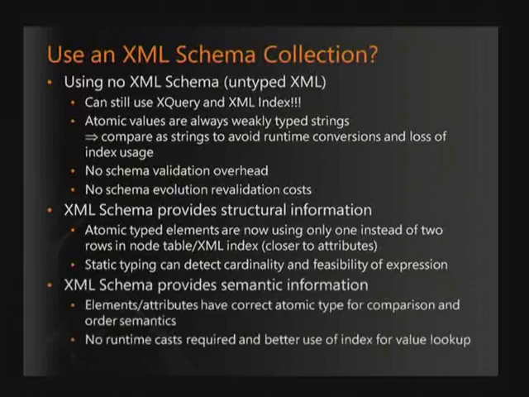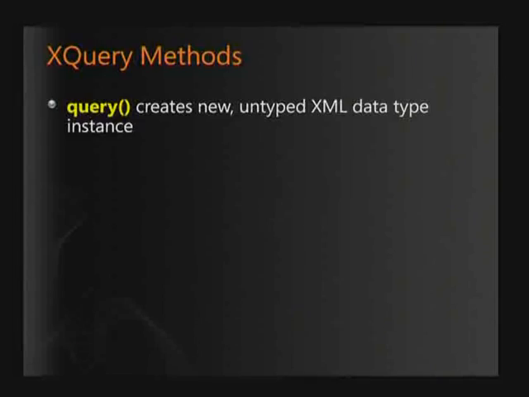XML schema also provides me semantic information that I can exploit during optimizations. So if the elements and attributes have the correct type for comparison, then I don't have to do runtime costs, which will improve the performance of my query. And I can potentially use my index to actually do a lookup, which I cannot do otherwise, and we'll see examples of that.